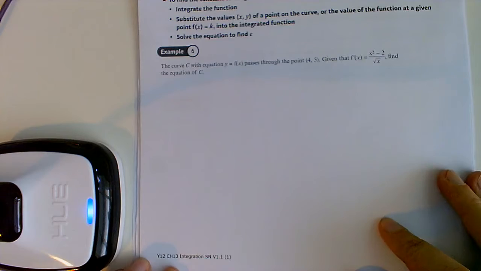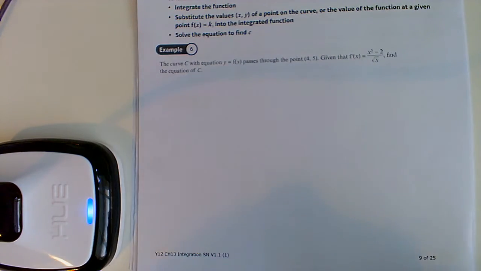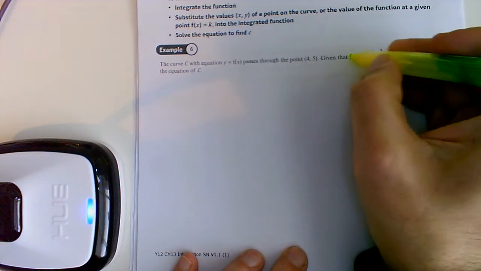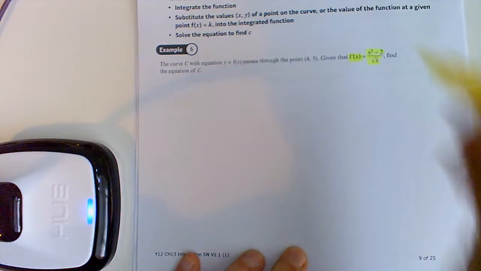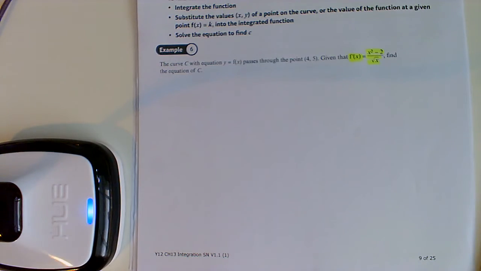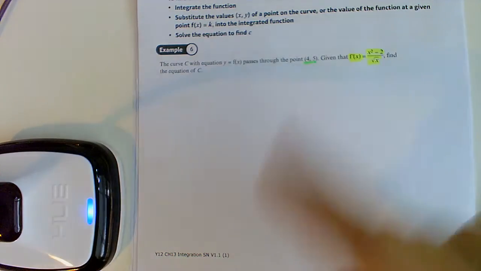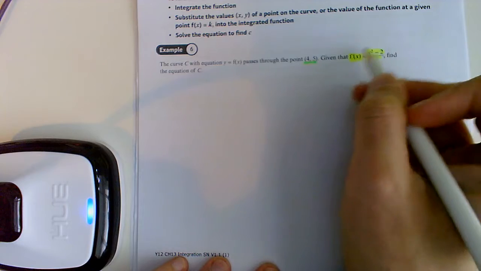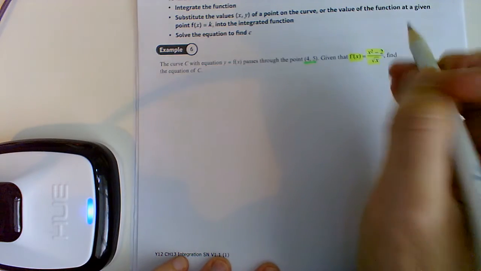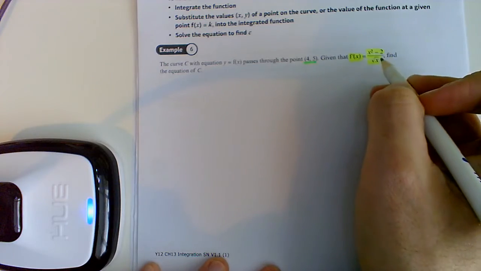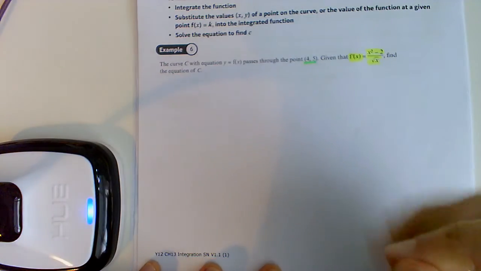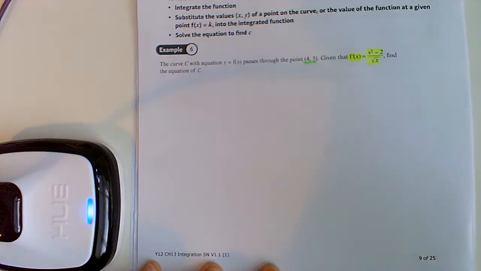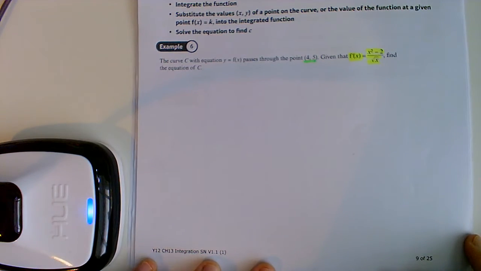So if we have a look at example 6, the curve C with the equation y equals f of x passes through the point (4, 5). Given that f dash of x equals that function there, find the equation of the curve. Basically, it's telling us that that's the gradient function. If I want to get the equation of the curve, I need to integrate this. I've got the derivative, the differential function that has come from differentiating the original curve. So if I integrate this, it will reverse that differentiation and give me the curve.